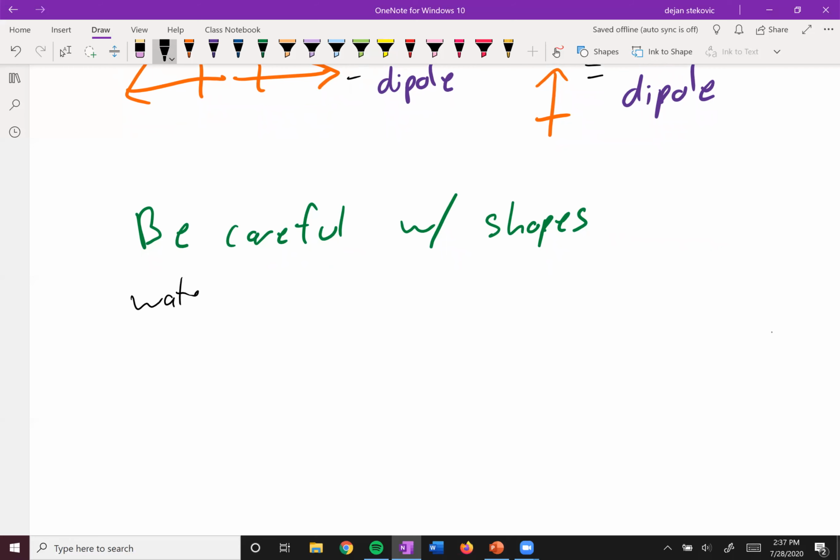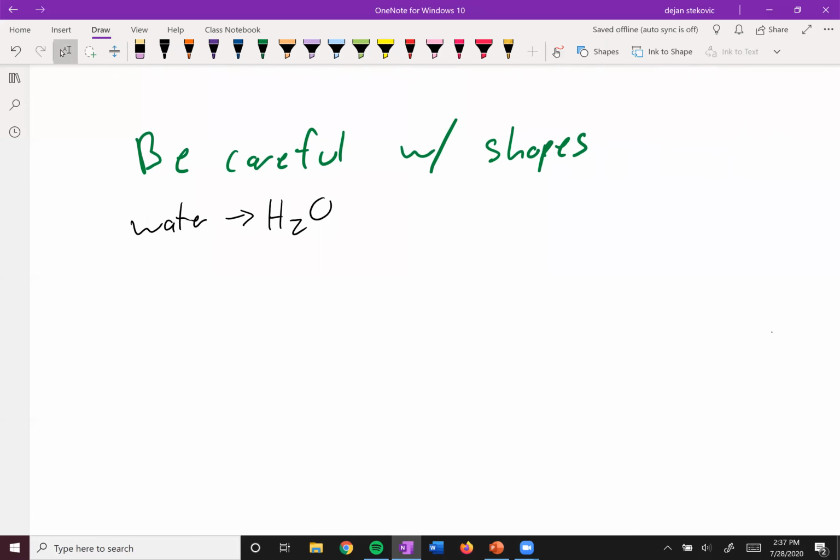Let's take a look at an obvious example, water, H2O. Hopefully you know that this molecule is indeed polar, something you should have learned in Gen Chem. But if you were to just draw this kind of Lewis structure kind of like this, right, that's technically an acceptable form to draw a Lewis structure. You might be thinking that these dipoles cancel out, and so it'd be nonpolar.